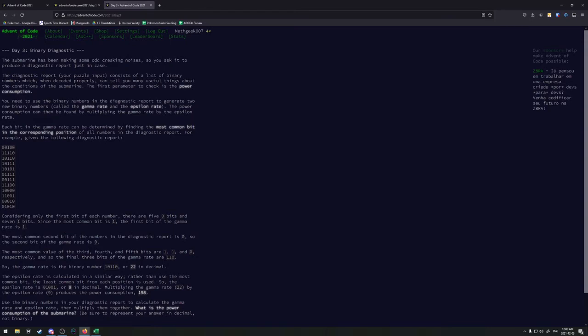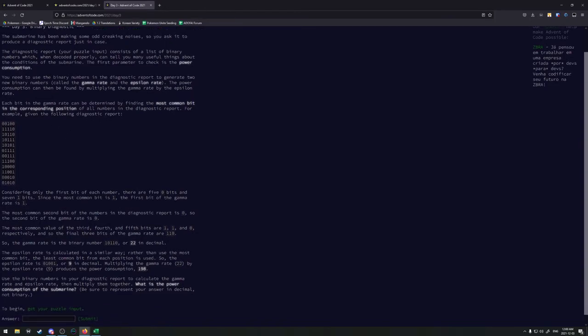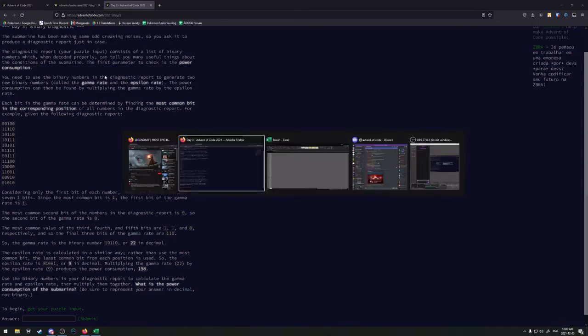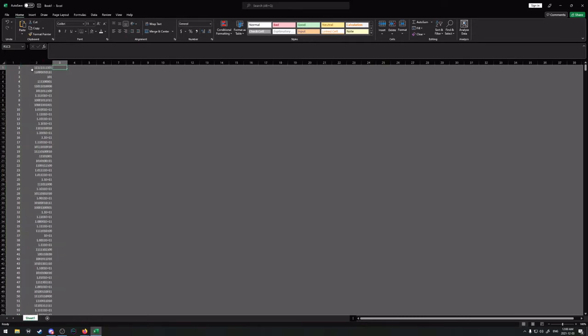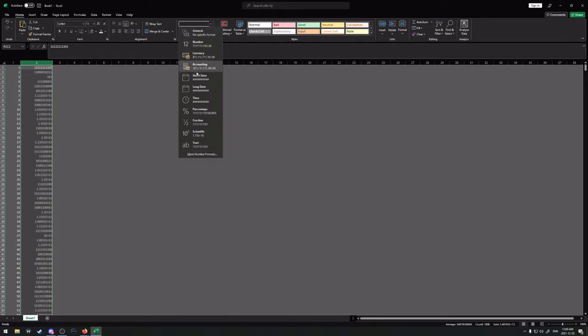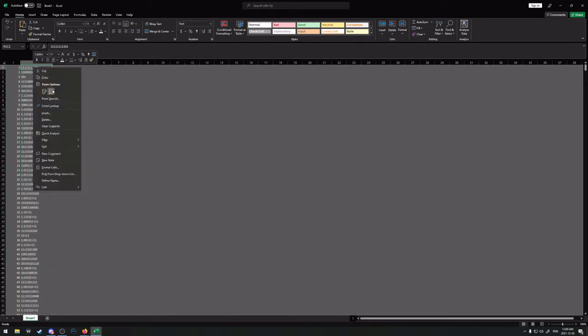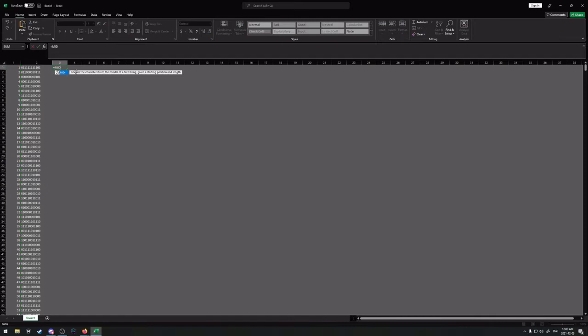It can be the most common bit in the corresponding position of all numbers of diagonals. 5 0 bits and 7. Okay, so then it's... Nope. I have to call this not general, it is text specifically. And then it equals that column 2 start number, column minus 2 number of characters 1. I don't know how many characters it is. Okay, like this.